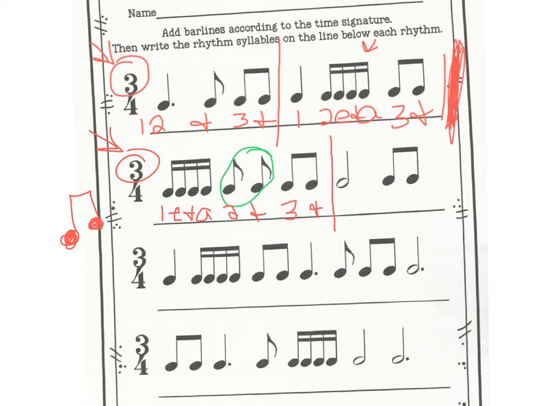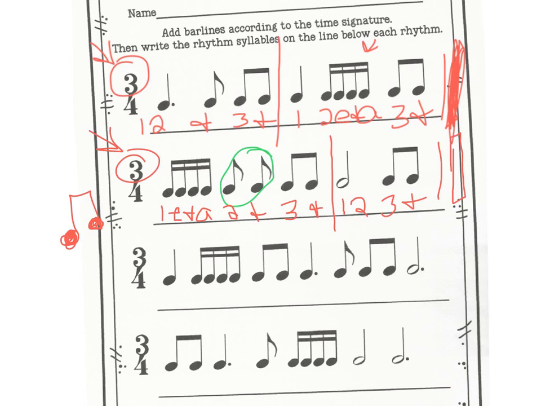So I'm going to draw my measure there, my bar line. Then I have a half note, which is worth 2 beats, 1, 2, and then I have my 8th notes, which is 3 and, and that's my end.